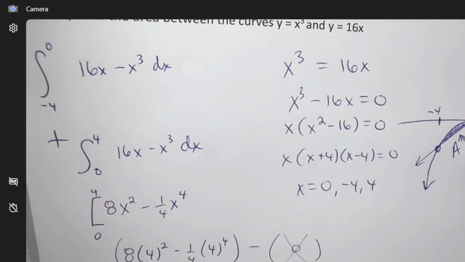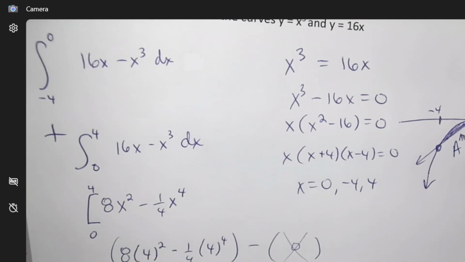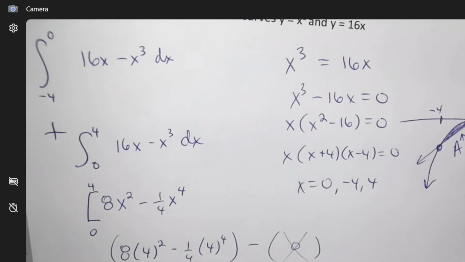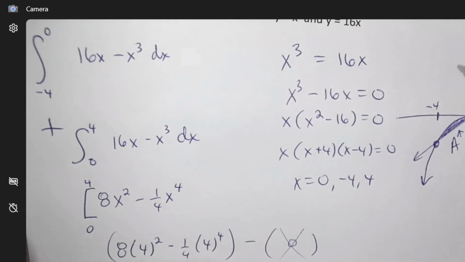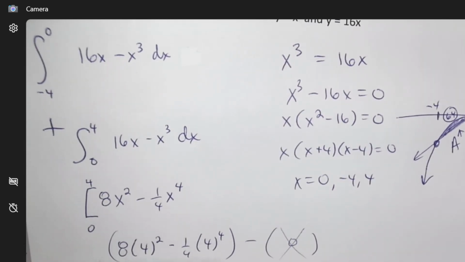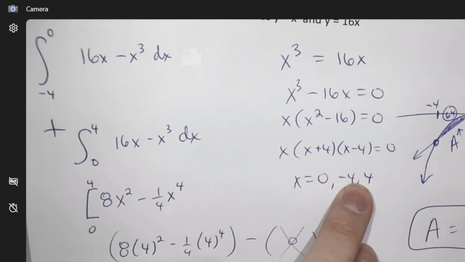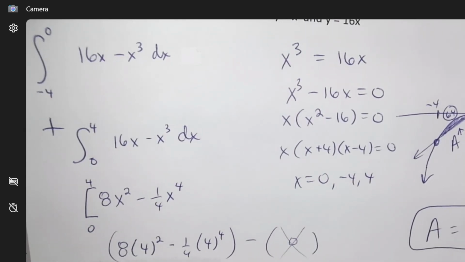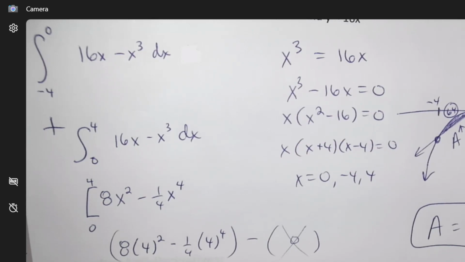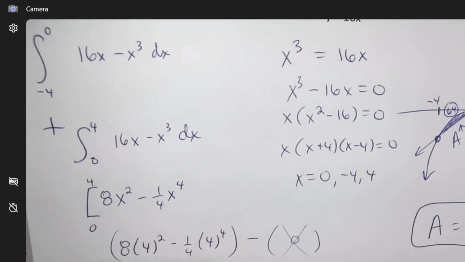By the way, if we had done this properly, it would have come out as negative 64, just because it's below the axis. But we would treat it as an area of 64 as well. So 128 would be the area. Okay, so again, if you get a negative, it just means its area is below the axis, but treat it like a 64, not a negative 64. Okay, we'll do one more.